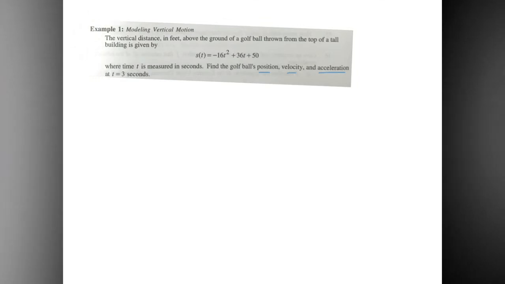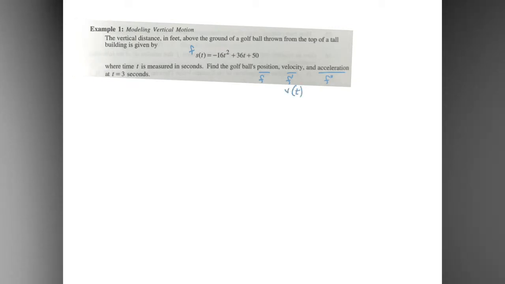Hey guys, in this first example, we're given a function that represents a golf ball's position, and we're asked to find its position, its velocity, and its acceleration at t equals 3 seconds. So if I'm given this position function, I know its velocity would be the derivative of that, and its acceleration would be the second derivative of that position function.